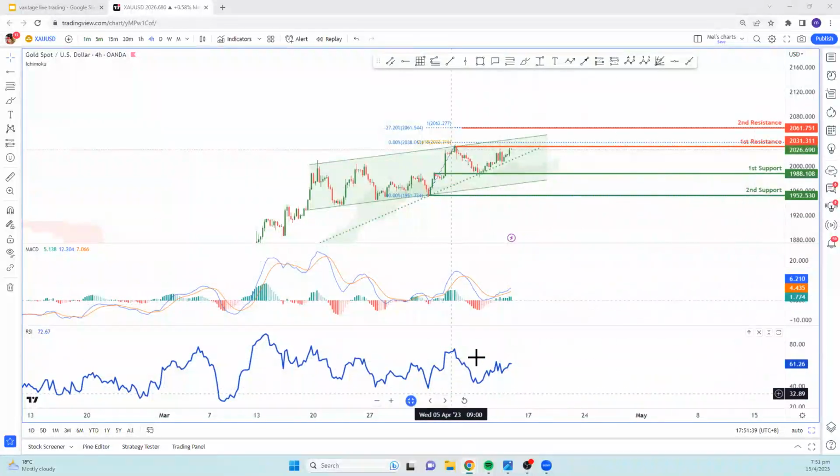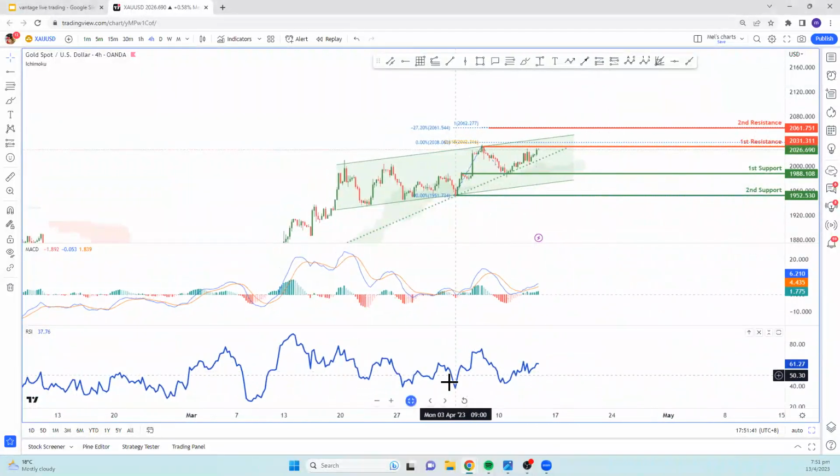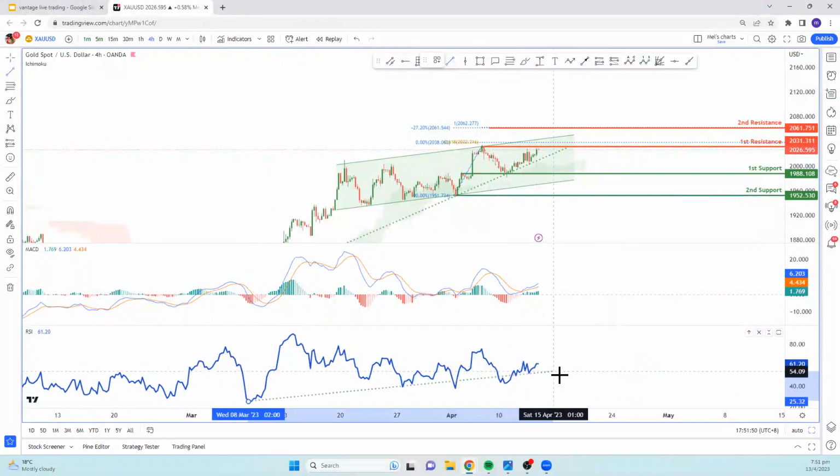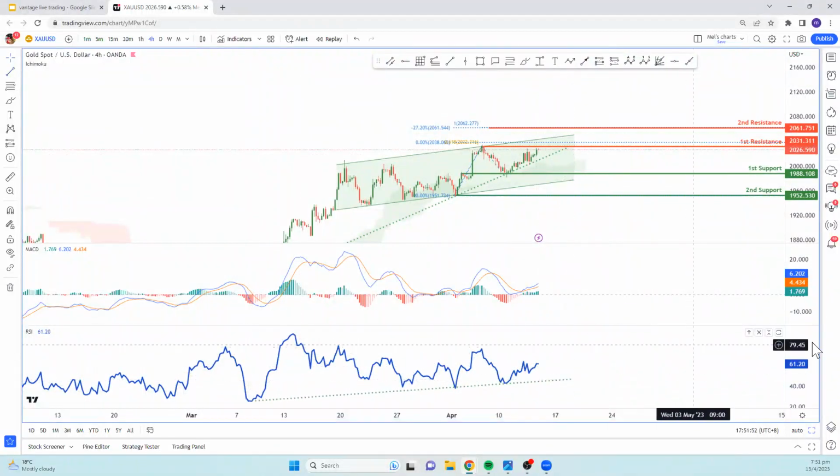Now let's see our RSI. So on our RSI as well, we can see that there is a trend line giving us a bullish signal as well.